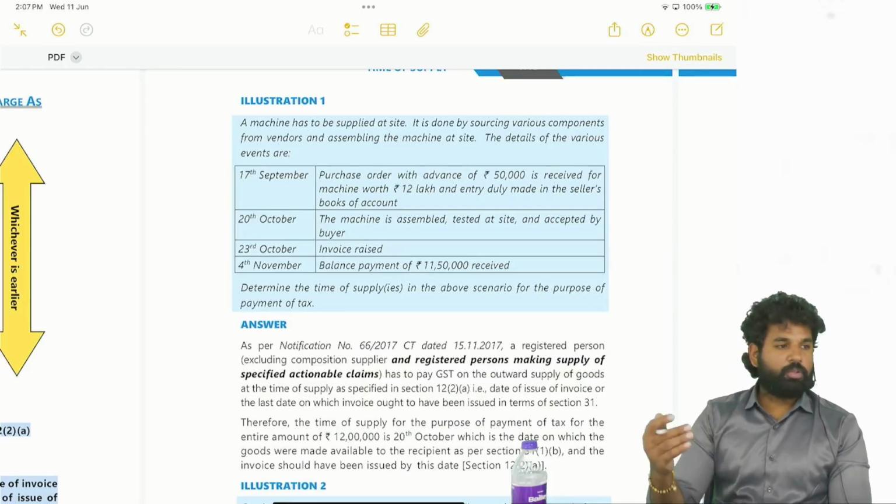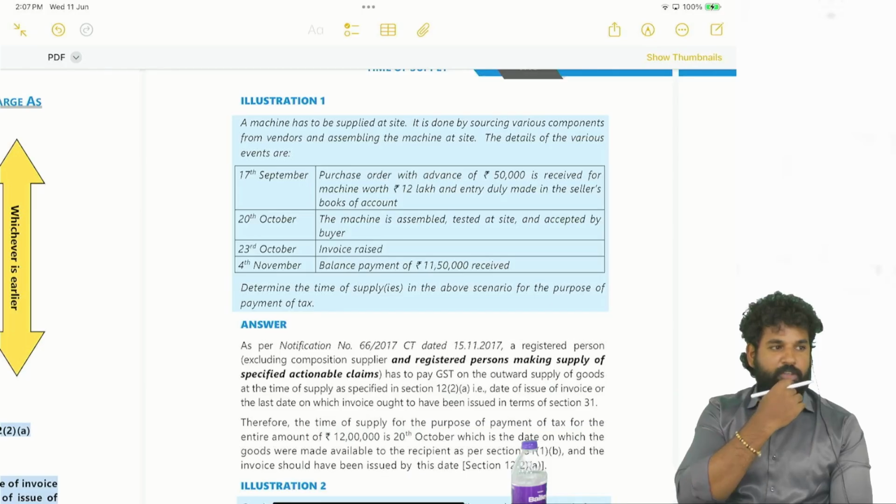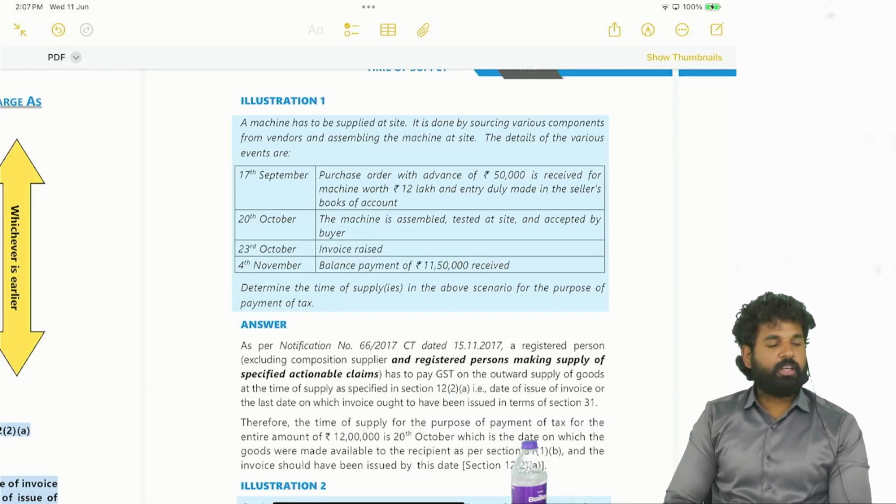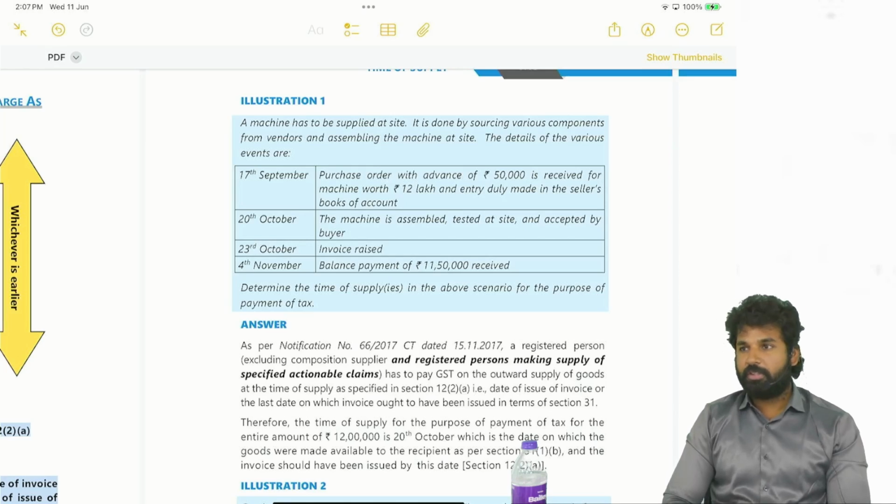Okay, so see here, what has to be done now? The machine is assembled and tested at site. Various components have to be supplied at site. It is done by sourcing various components from the vendors and assembling the machine at site. That means various parts have to be taken to the site. Goods involve movement, so on or before the date of removal of such goods.